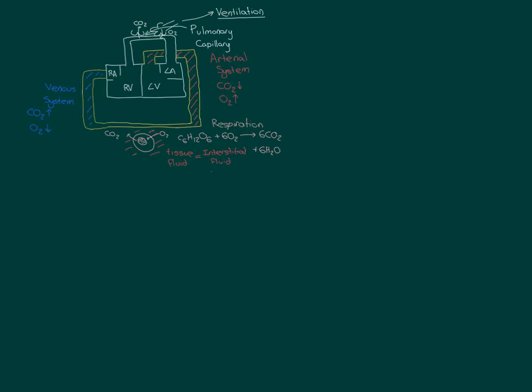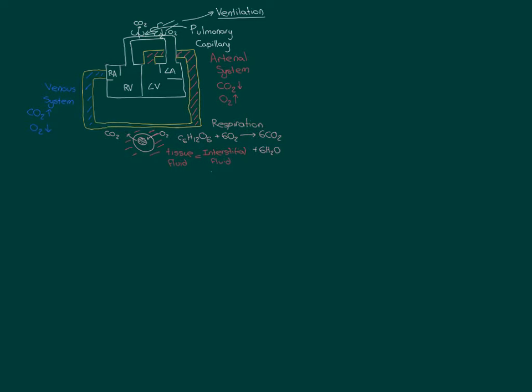And similarly, there is a differential in oxygen concentration in the arterial system compared to the venous system. We have high oxygen in the arterial system and low oxygen in the venous system. But again, you do not have no oxygen in the venous blood. You have a lot of oxygen in the venous blood. You just have more in the arterial system. And the difference is how much has been unloaded to the peripheral tissues.